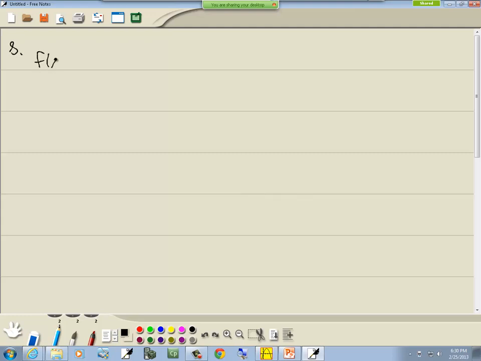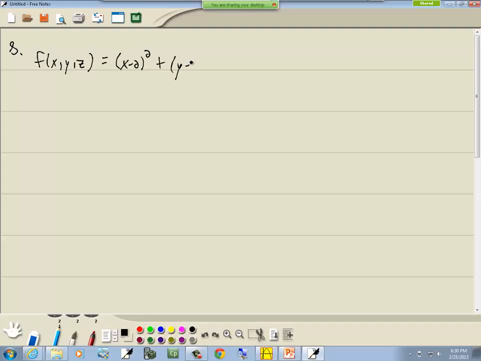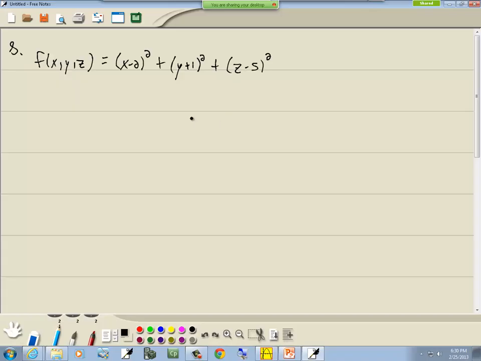We have f of x, y, z is equal to (x minus 2) squared plus (y plus 1) squared plus (z minus 5) squared. It says to find the critical points of the function, and from the form of the function determine whether it's a relative max or relative min. So they don't want you to do anything but look at the form of it.